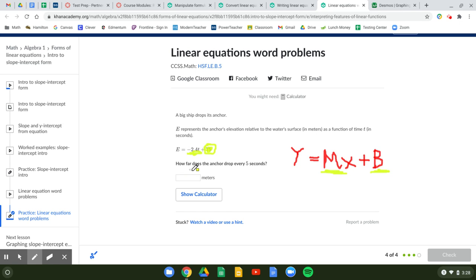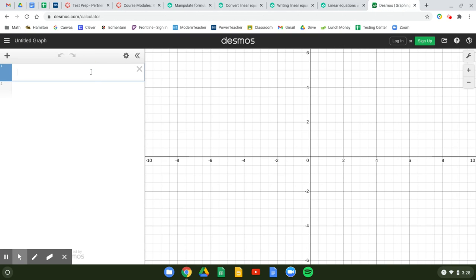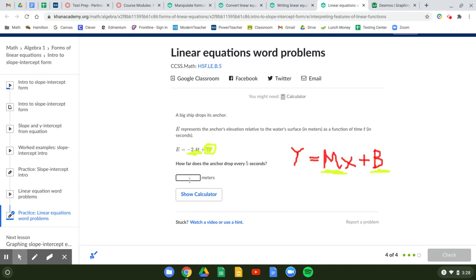But here, I just want to know how far does it move? How far does it drop in 5 seconds? So I look at 2.4 and say that's how far it is moving every second, and I just need to multiply that by 5. So I'd go over to Desmos or any calculator and do 2.4 times 5. It is going to drop 12 meters in those 5 seconds.